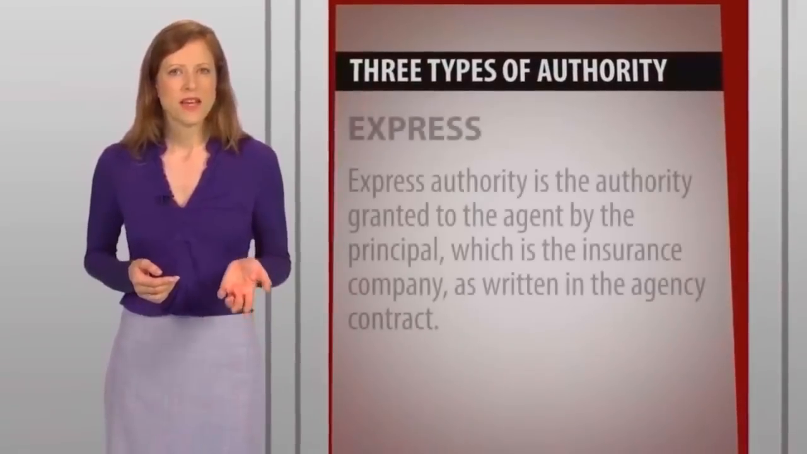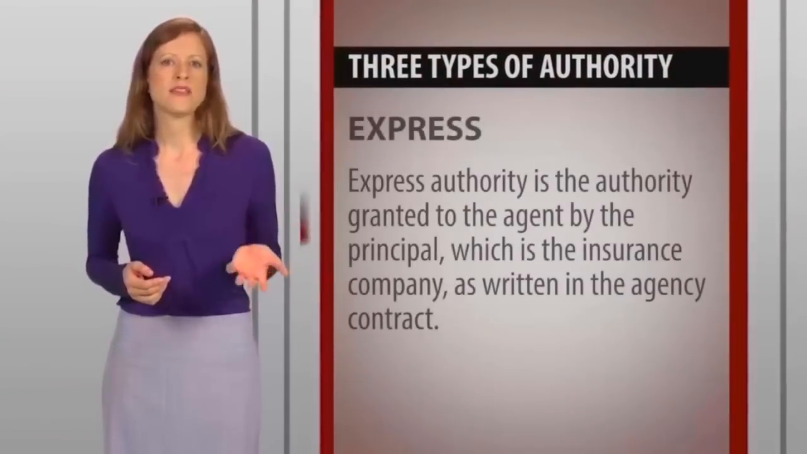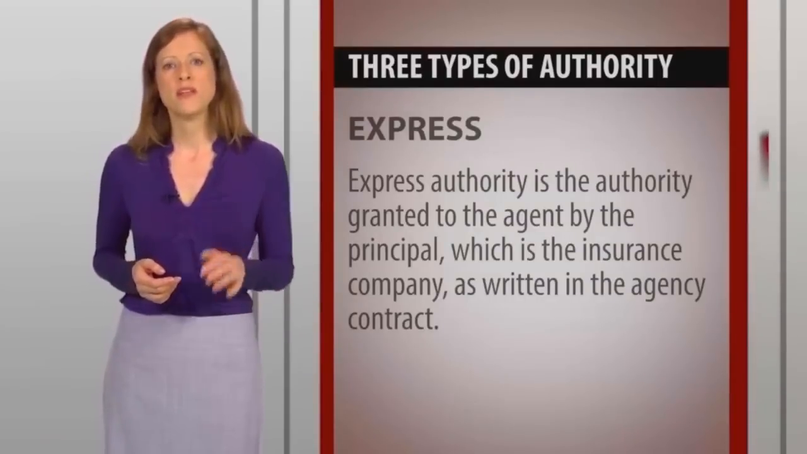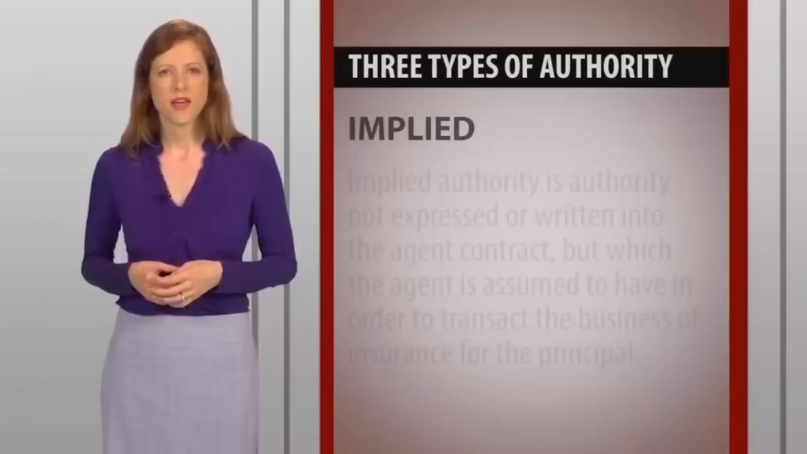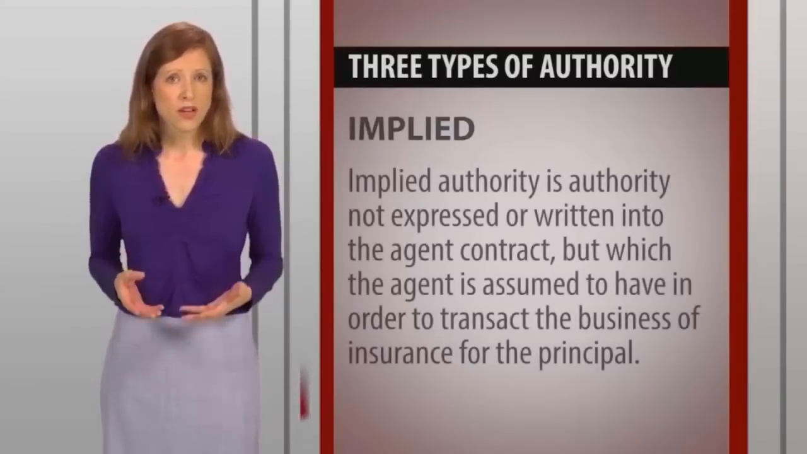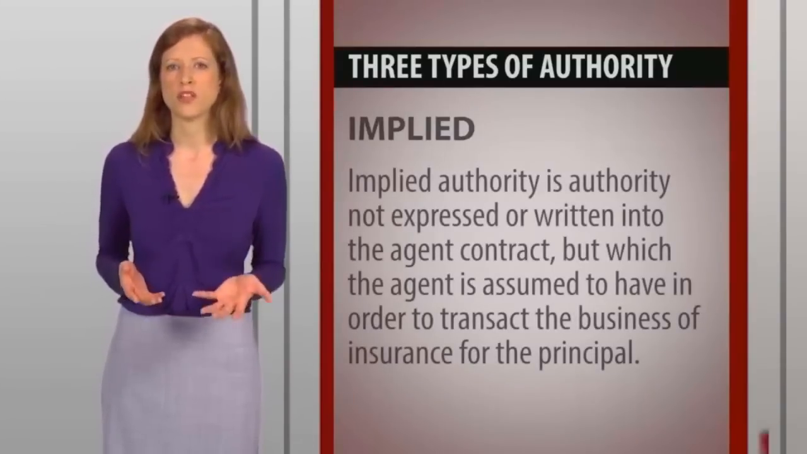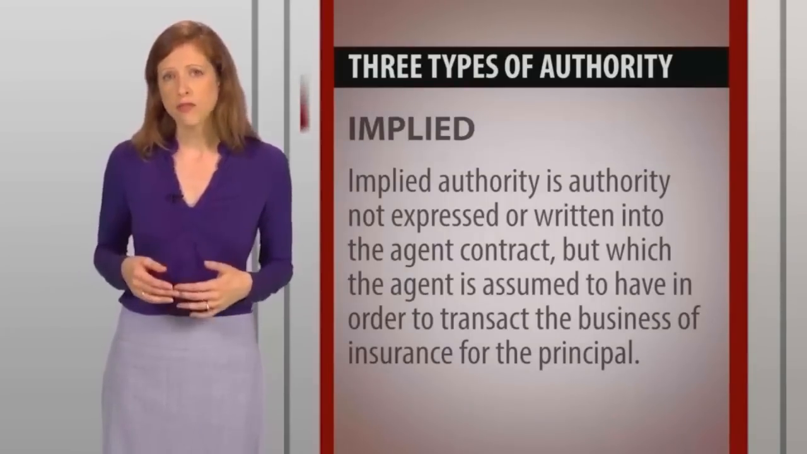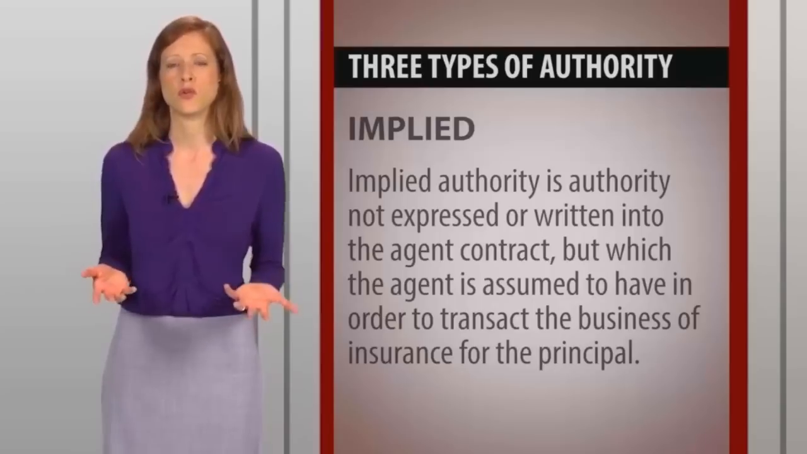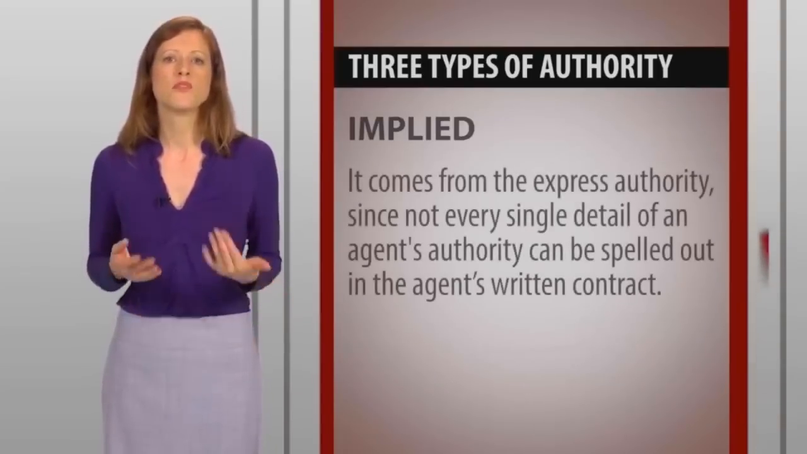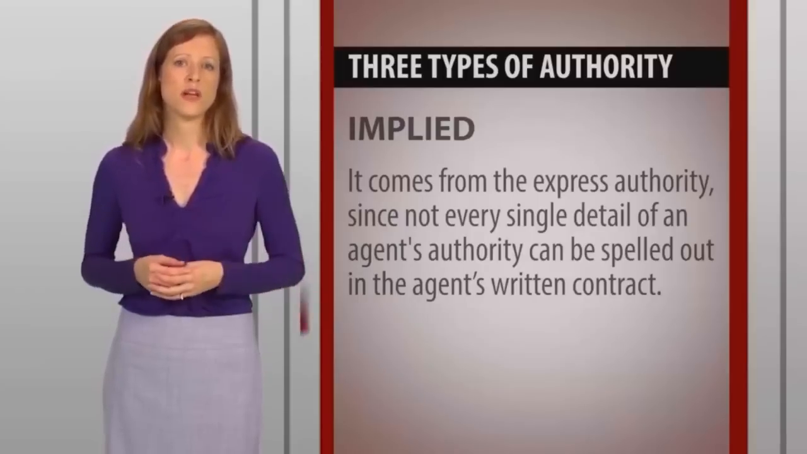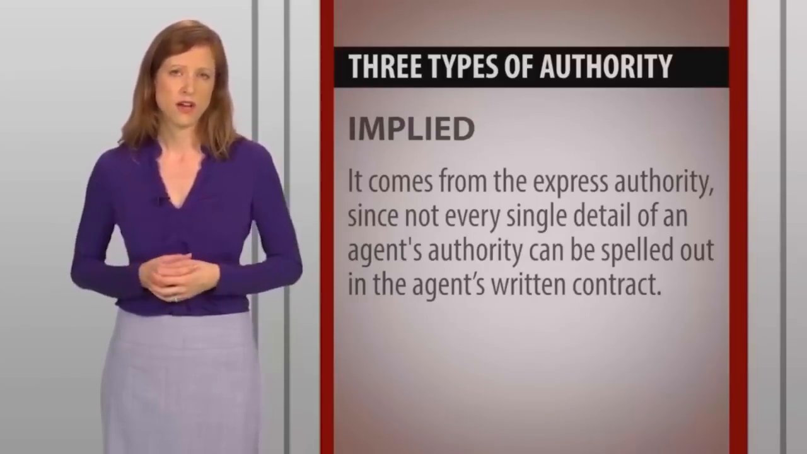Express. Express authority is the authority granted to the agent by the principal, which is the insurance company, as written in the agency contract. Implied. Implied authority is authority not expressed or written into the agent contract, but which the agent is assumed to have in order to transact the business of insurance for the principal. It comes from the express authority, since not every single detail of an agent's authority can be spelled out in the agent's written contract.